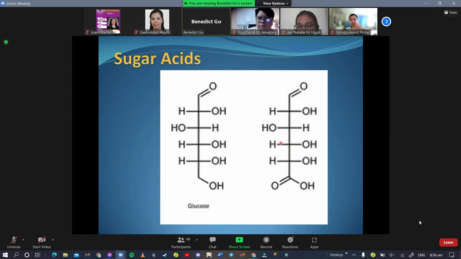So what happens is that glucose will be oxidized this time. Look at the carbon farthest away from the carbonyl carbon. This will become a carboxylic acid this time. So the glucose will become glucuronic acid. So for sugar acids, when transformed from glucose, you just add -uronic acid. For example, glucose becomes glucuronic acid. Just add -uronic acid. That's a simple way to remember.